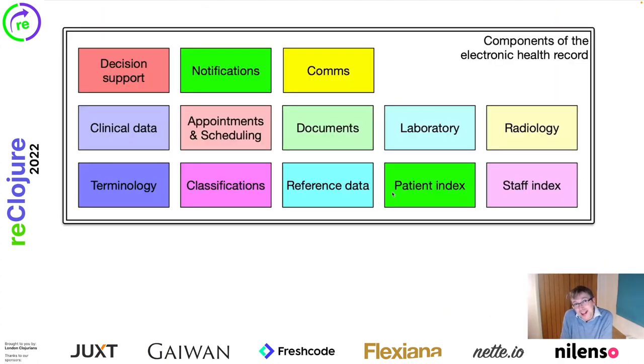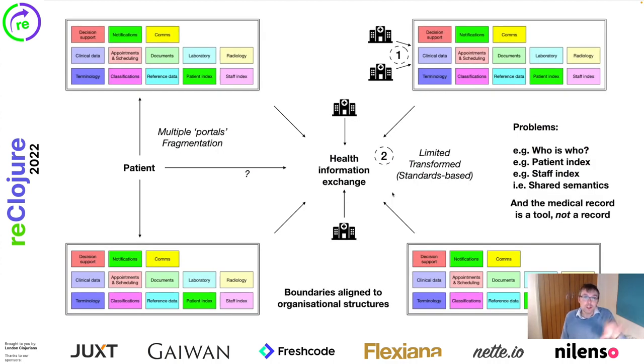And of course, you can start to try to tease apart what we think of as the EPR. You can understand it in terms of its domain. So radiology or a staff index, who works for whom, which patients, what reference data, classifications, terminology. If you start to break it apart on the domain, it starts to get easier. But each organisation at the moment has all of these inside them. So number one is the shared single instance. Number two is where we're doing a limited, transformed, standards-based exchange of information.